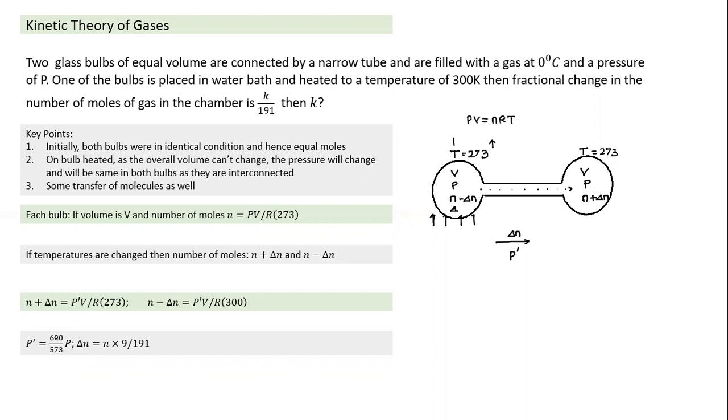And this is the number for P dash compared to P. I also get the value of delta n by solving the equation. Delta n comes equal to this number here, and I can find the fractional change here.